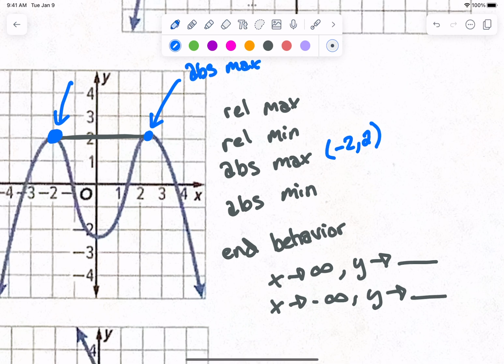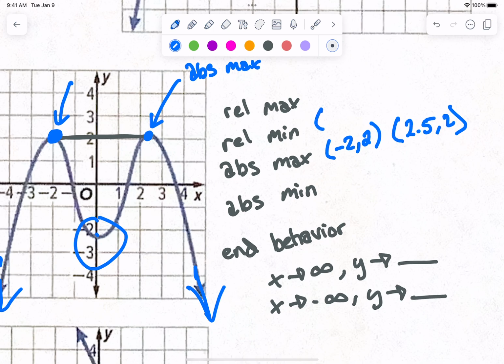Okay, so absolute max at, let's say, 2.5 comma 2. All right, this one down below here, what is that? Relative minimum. That's like 2.3. It's a minimum. Is it a relative or absolute? Jacob says relative. Is he right? Yep. Why is it absolutely not the lowest point? Because it goes down further on either side. So this is a relative min, and that is at 0 comma -2.5.